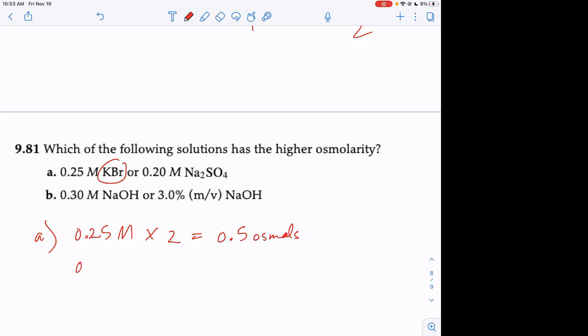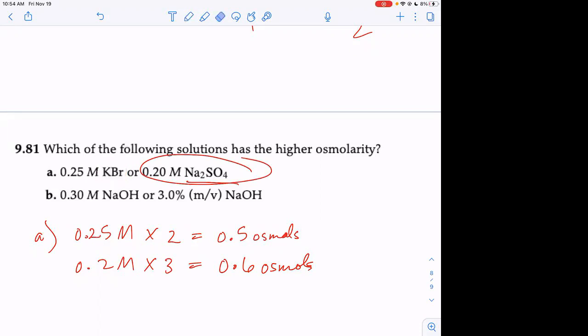Okay, then we've got 0.2 molar of Na2SO4. How many particles do we get from that? Yep, so times 3, 0.6 osmoles. So the 0.2, looks like I've circled both. The 0.2 of the sodium sulfate would have the higher osmolarity.